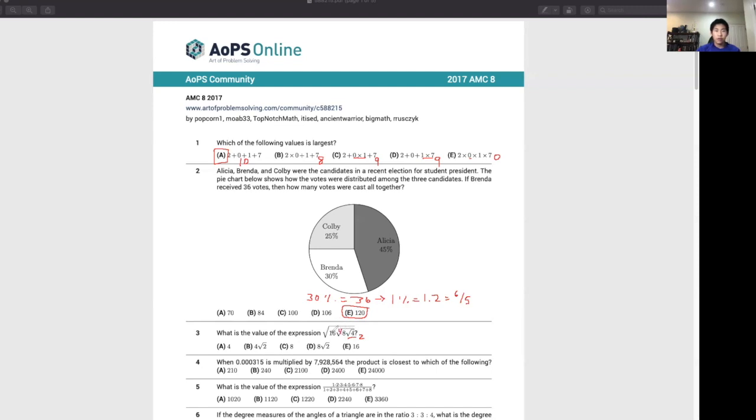And finally, we have the square root of 16 times 4. 16 times 4 is 64, and the square root of that is 8. So our answer is 8.